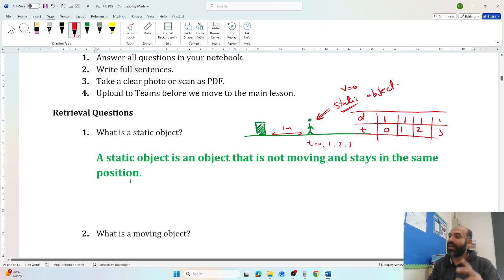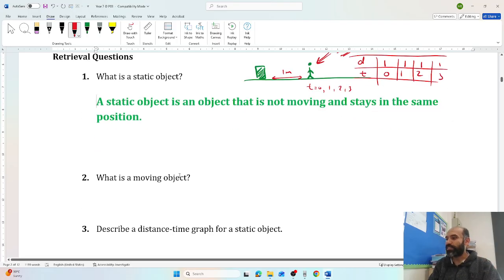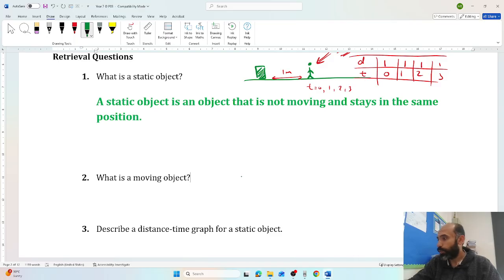Okay, I will continue. A static object is an object that is not moving and stays in the same position. Okay, so the second question, what's the moving object? We will do the same. We will have the same frame of reference, and this is the object.